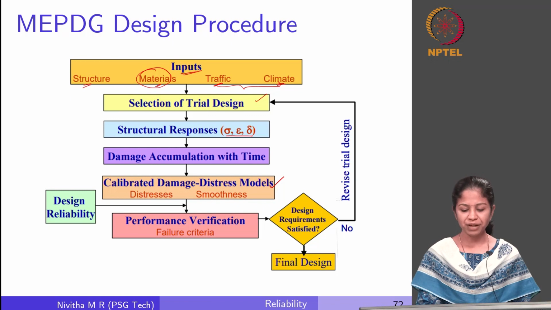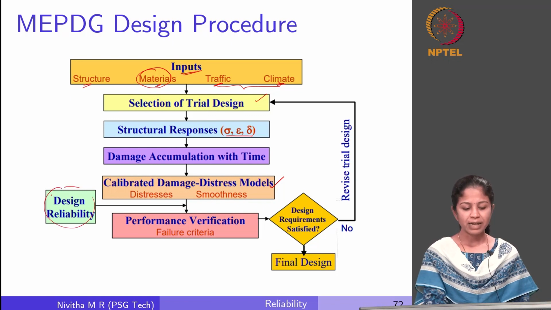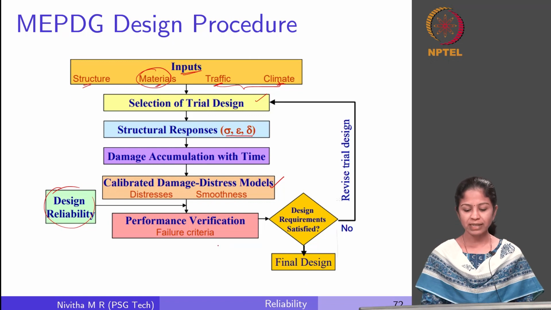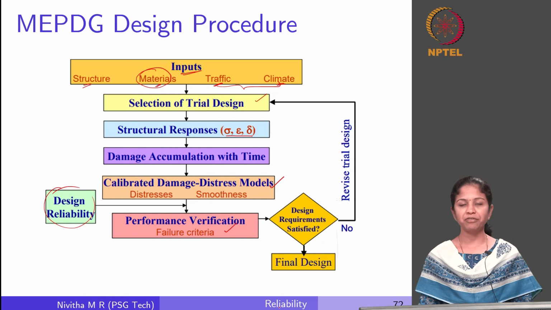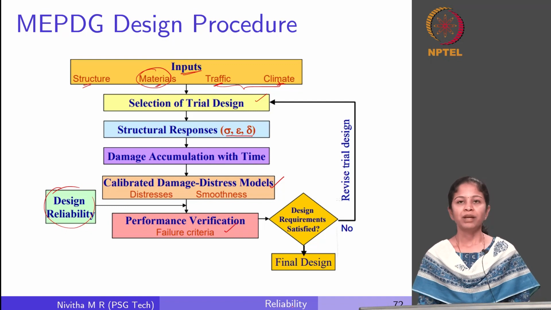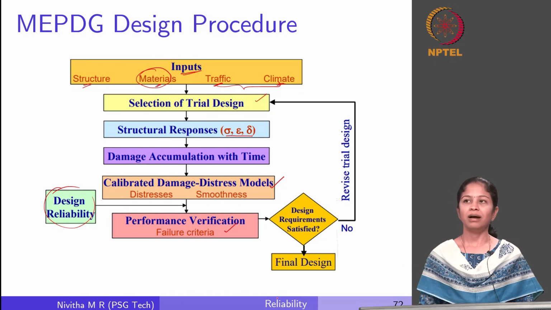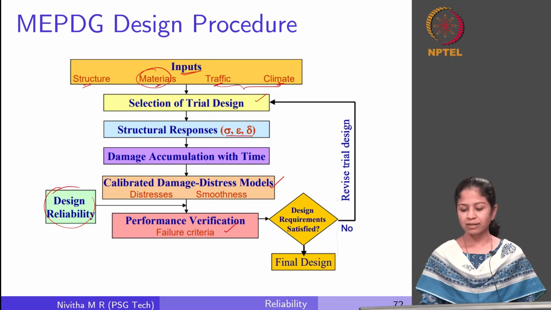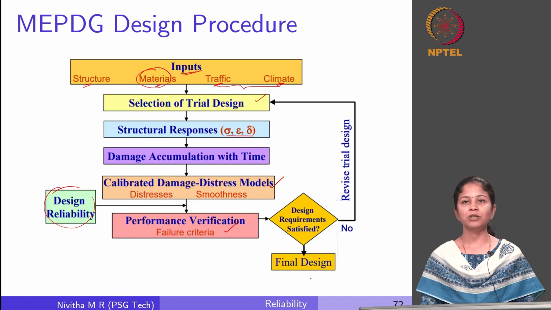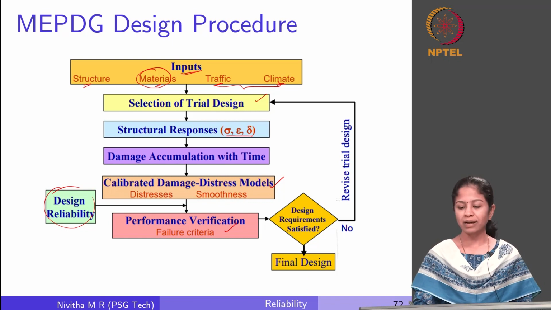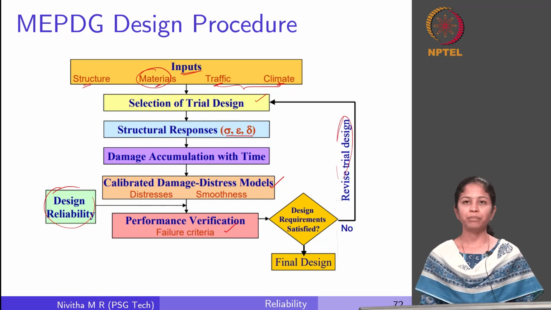Then before we verify the performance, we have the design reliability that we should be using. For the design reliability, for all these conditions, we are verifying the performance. If the performance is satisfactory, or if it is below the acceptable limit, then the design requirement is considered to be satisfied and the final design is arrived at. If not, we go back and revise the trial design and repeat the same procedure.